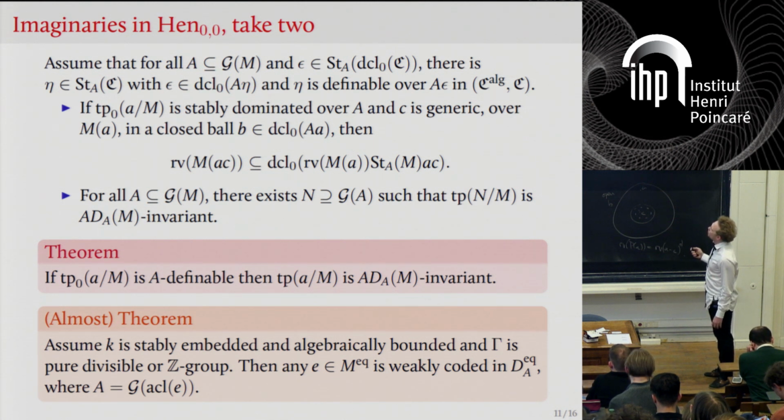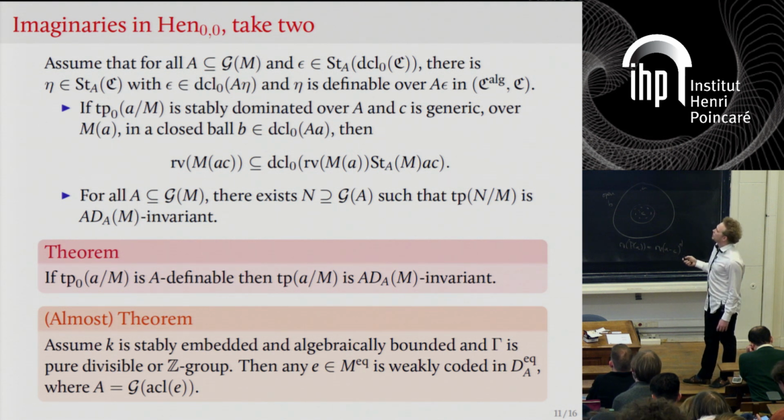So why do I require more about gamma now? It's because I need to now ensure that, and this requires a little more hypothesis. Then any E in MEQ is weakly coded in DAEQ. So under this stronger hypothesis, the reasonable conjecture holds.